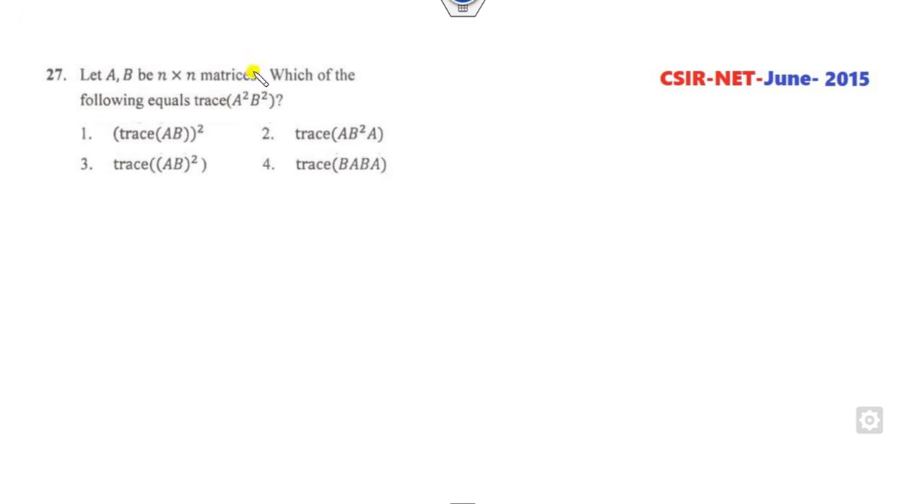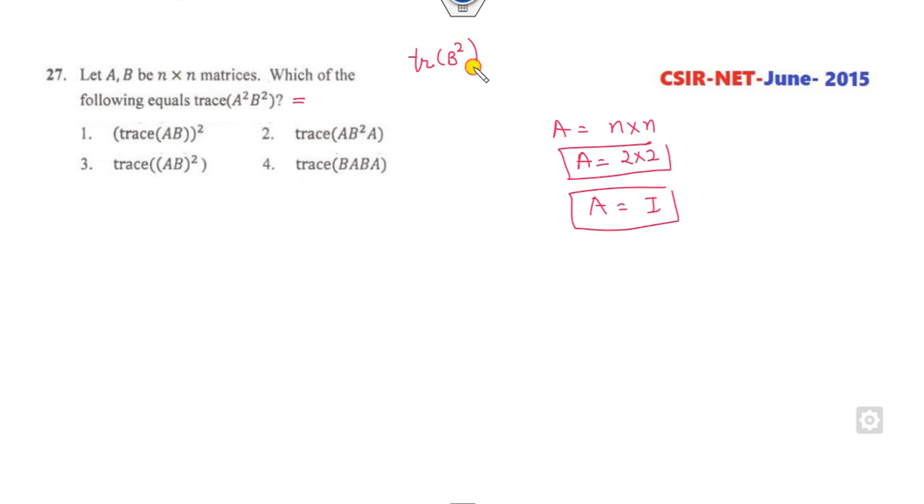Okay, look at that. A and B are n cross n matrices. So again you can simply choose 2 cross 2. So if I take A as I, because nothing is given to you, what is the meaning of that? This will be the trace of B square. So look at that. The first answer option will be trace of AB. If A is I, then AB will be B, so it is a whole square. That's a wrong statement. Why?